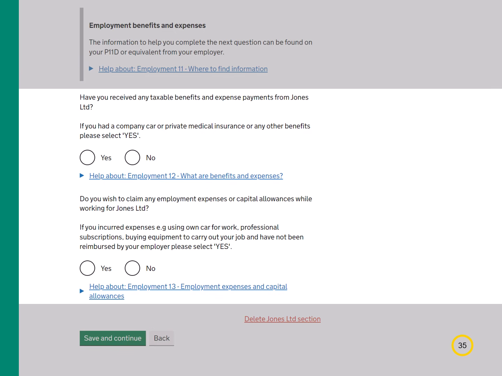The last two questions on the employment page are about taxable company benefits and expenses payments you received from your employer and any employment related expenses you're claiming.